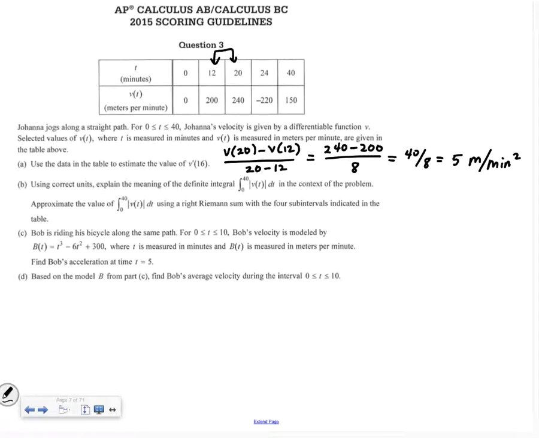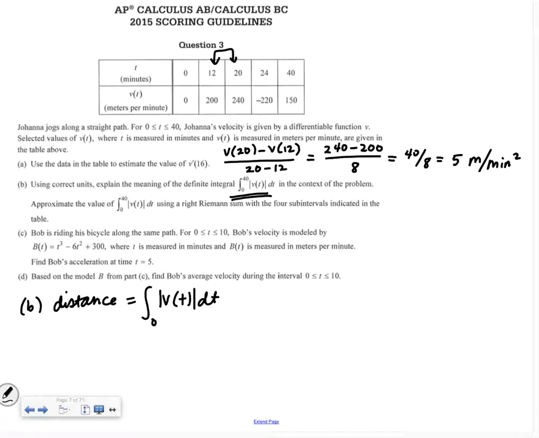All right, part B says using correct units, explain the meaning of the definite integral, the integral from 0 to 40 of the absolute value of v of t dt. So hopefully we've talked about this enough in class. If you have the absolute value of v of t that you're integrating, that ends up being the distance, right? So our distance is always equal to the integral of the absolute value of v of t dt. If I wanted displacement, like how much it moved from its starting position, final minus initial, it would just be the integral of v of t.